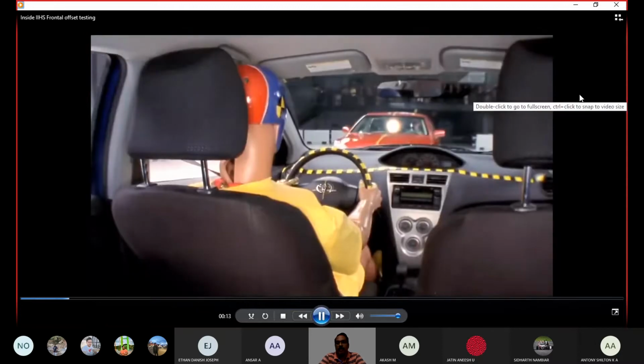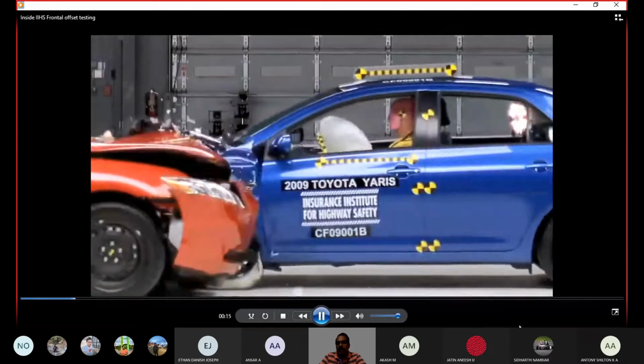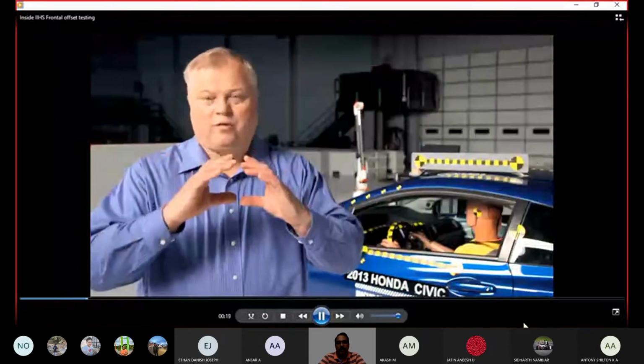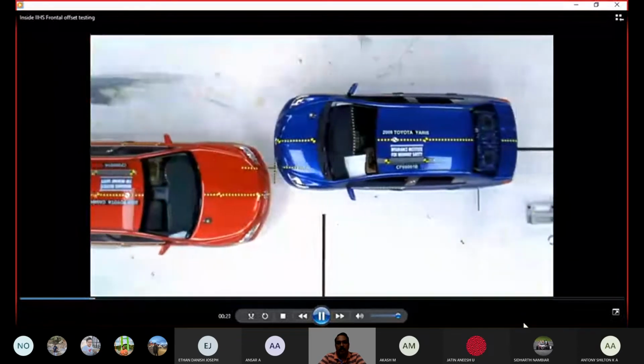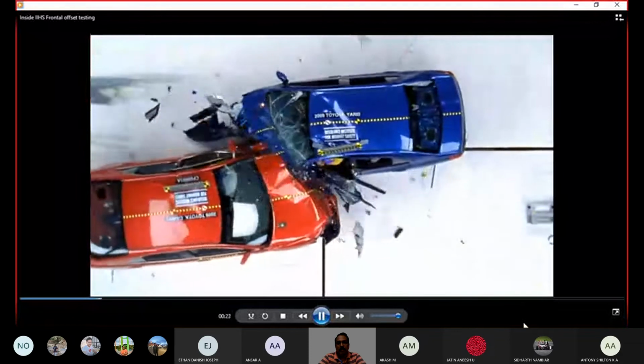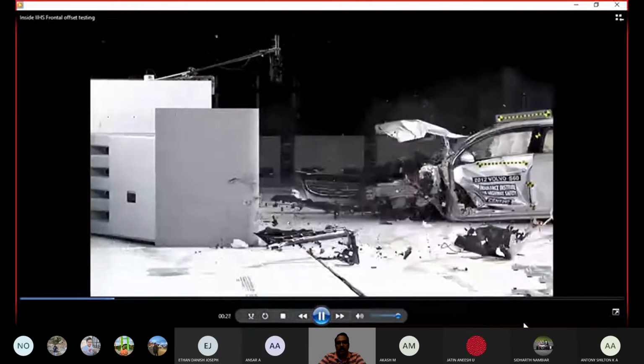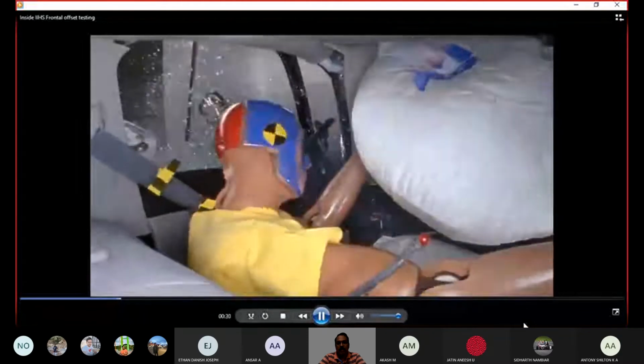Frontal crashes are the most common type of crash that results in serious injury or death. Most of these crashes don't happen head-on where both vehicles are lined up. Rather, there's some amount of offset between the vehicles. The Institute's 2 frontal tests help you evaluate how well your vehicle might protect you in these types of crashes.